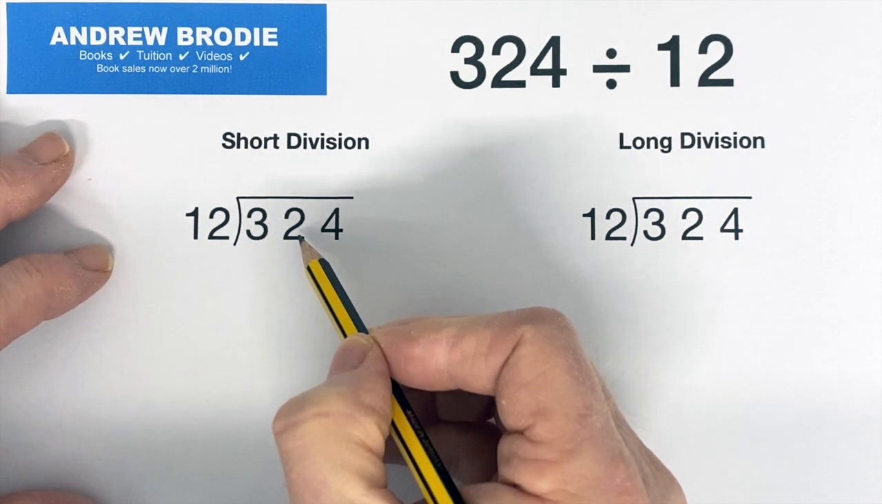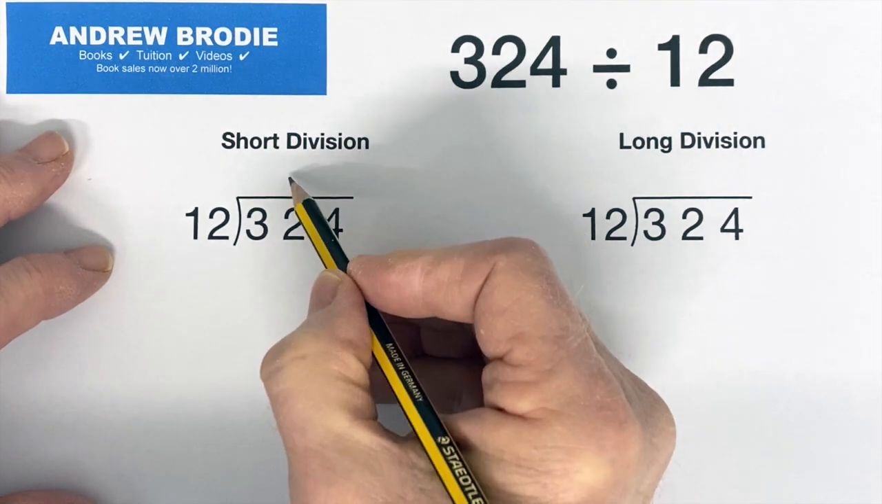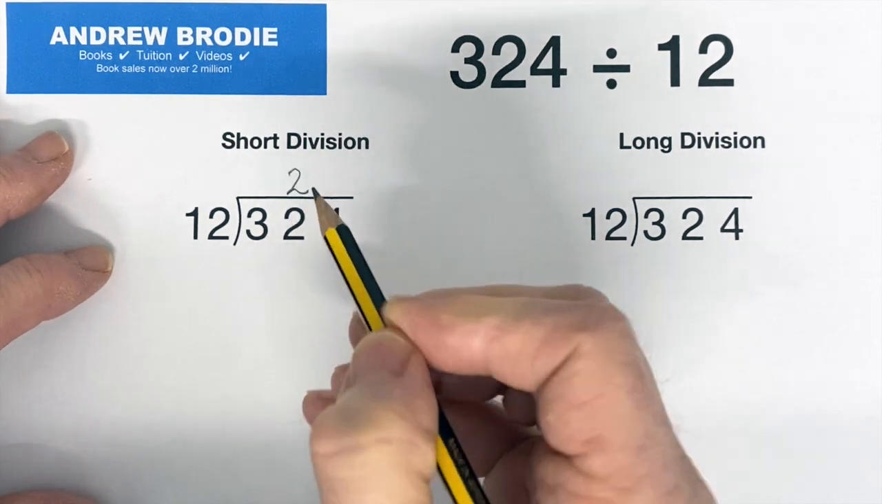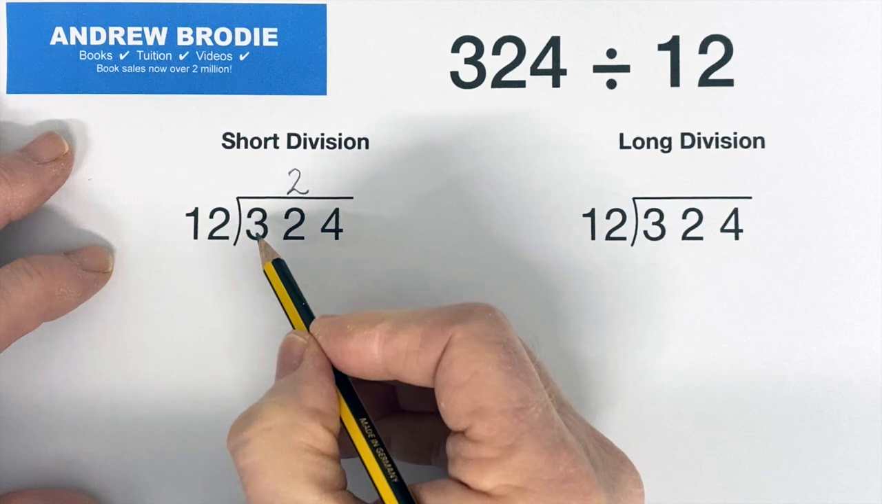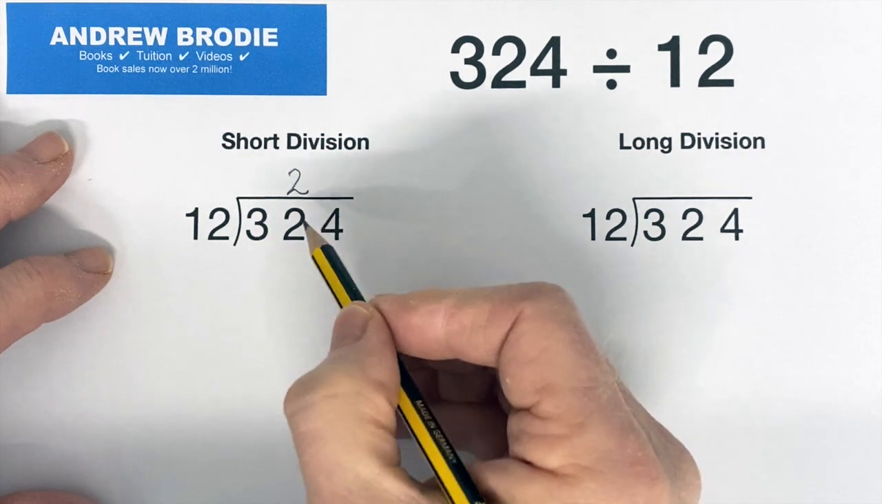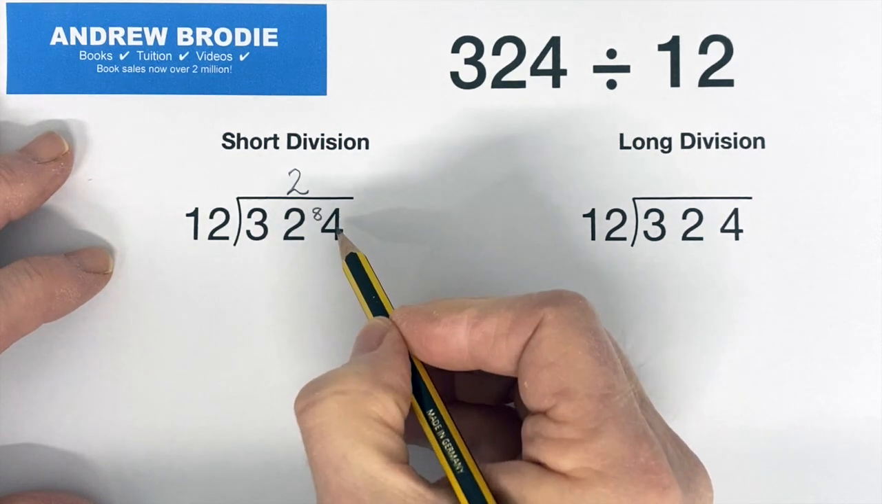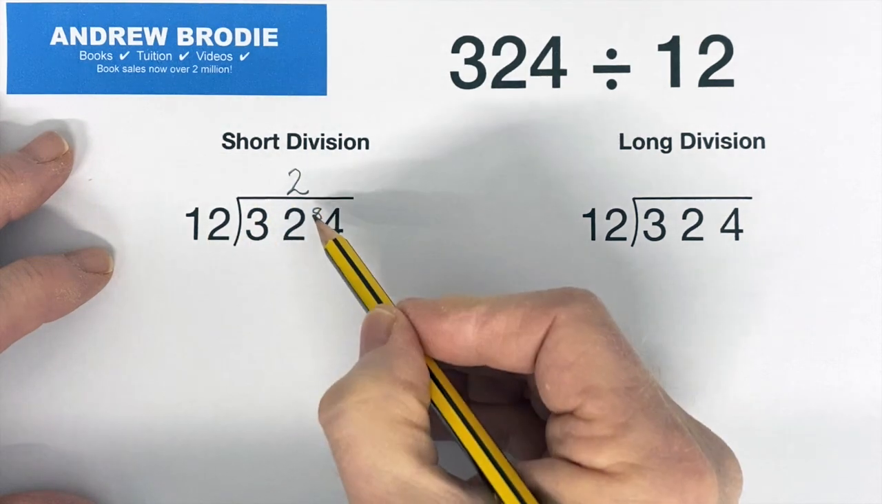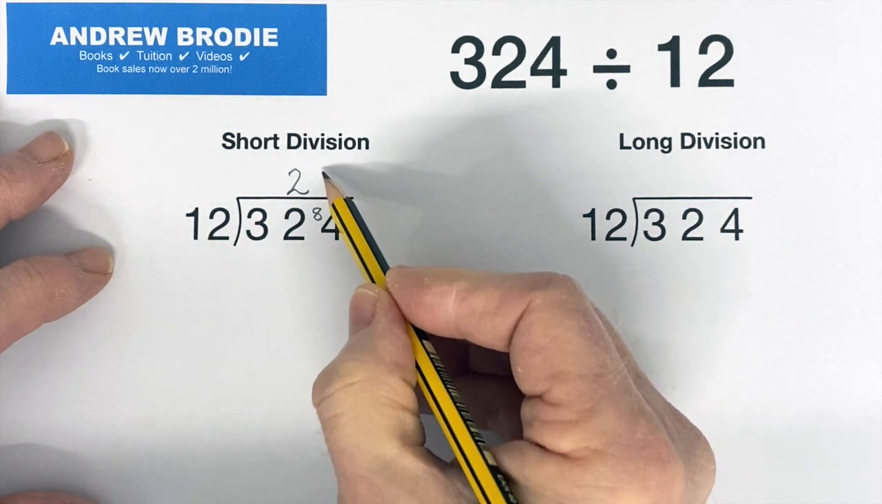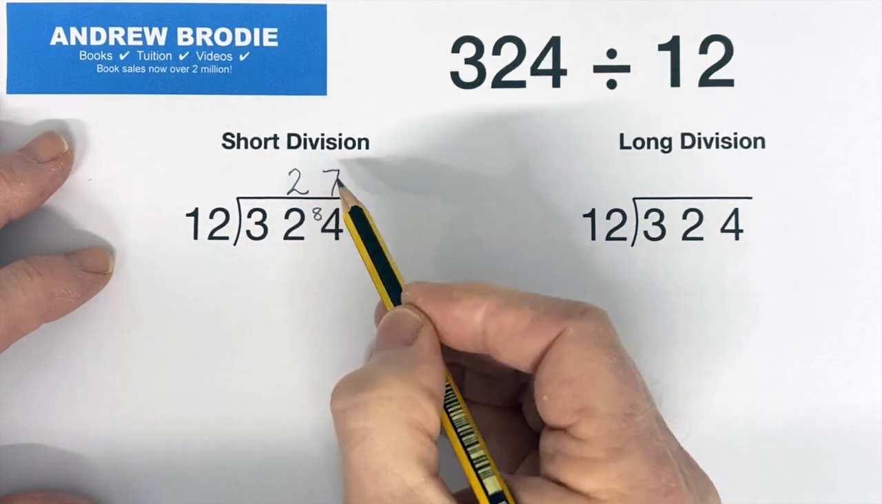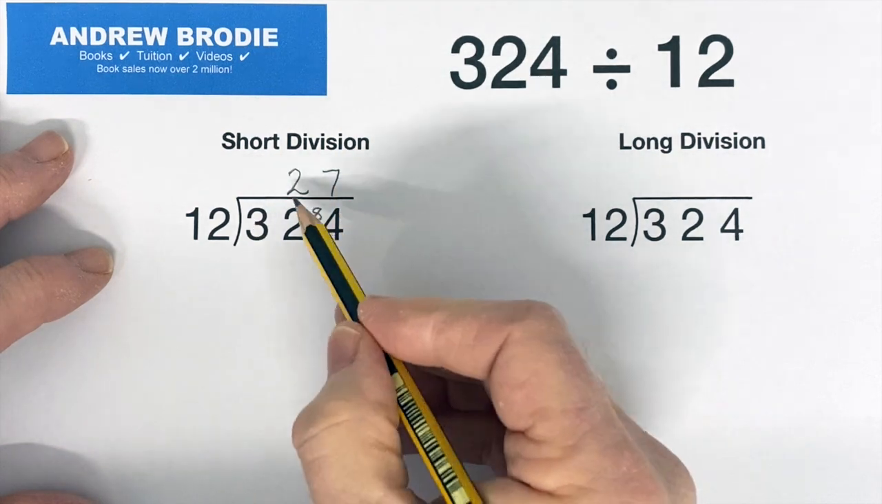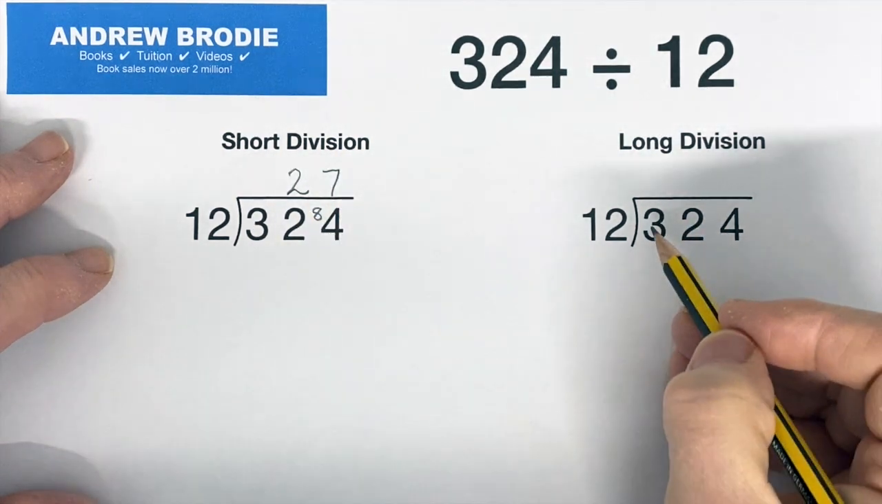How many 12s are there in 32? Well, there are 2, because 2 12s are 24. 32 take away 24 means we've got 8 left to come with us, which we put with that 4. How many 12s in 84? That's exactly 7. So the answer, doing it by short division, is 27. It's going to be the same answer with long division.